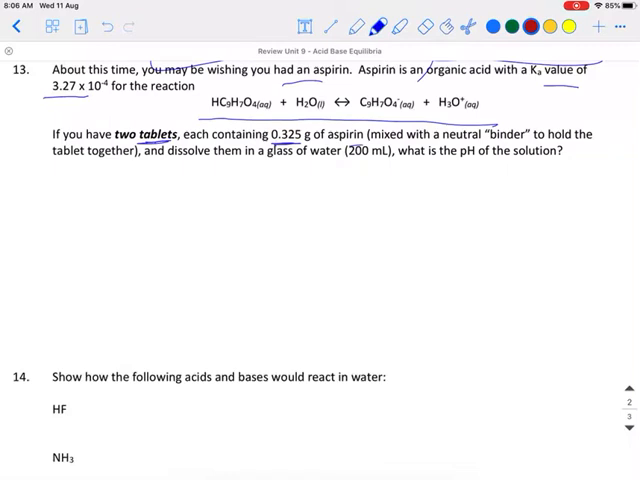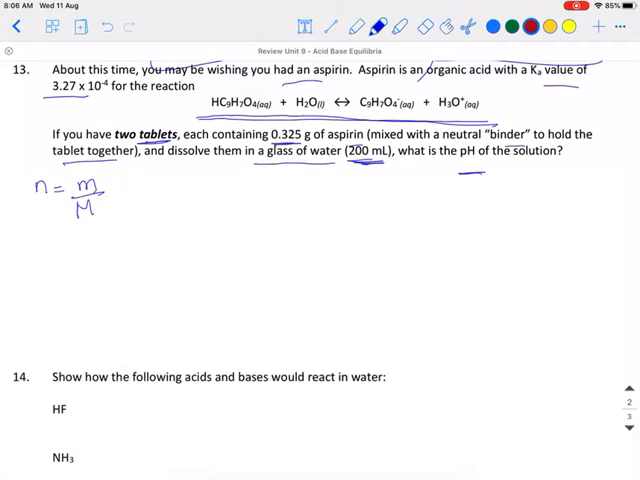If you have 2 tablets, each containing 0.325 g of aspirin mixed with a neutral binder to hold the tablet together, and dissolve them in a glass of water of volume 200 mL, what is the pH of the solution? Because aspirin is a weak acid, it dissociates reversibly, and usually we use the initial concentration. Let me find the concentration.